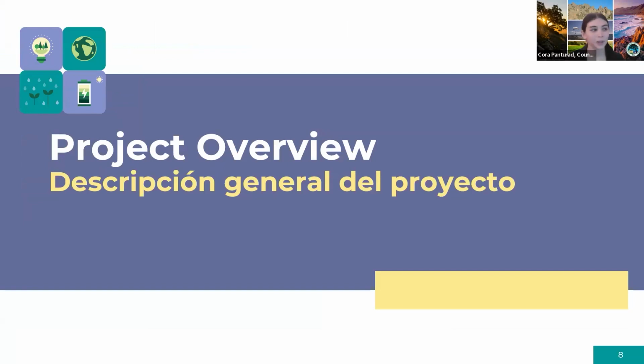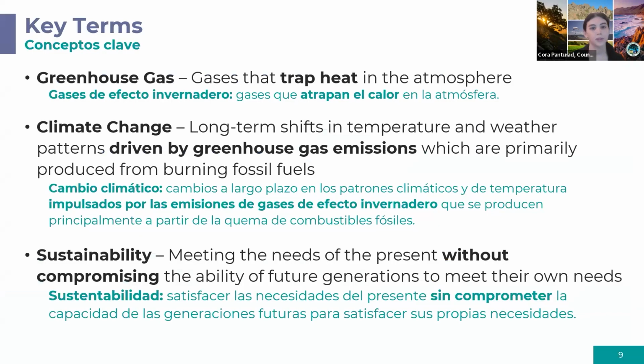So now for an overview of the project, we'll start by going over some key terms that we'll be discussing here tonight. So the first is greenhouse gases. These are just gases that trap heat in the atmosphere and contribute to climate change, which is the long-term shifts in temperature and weather patterns driven by these greenhouse gas emissions, which are primarily produced from the burning of fossil fuels and also other sources.